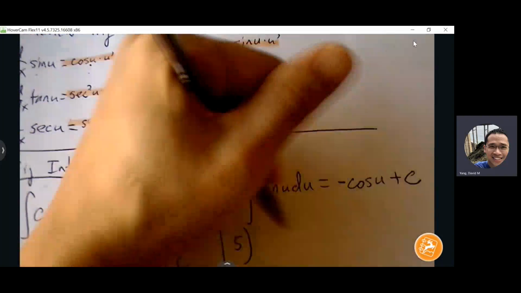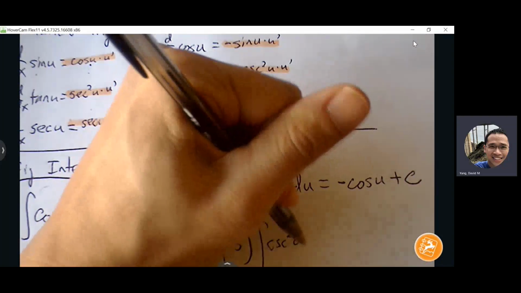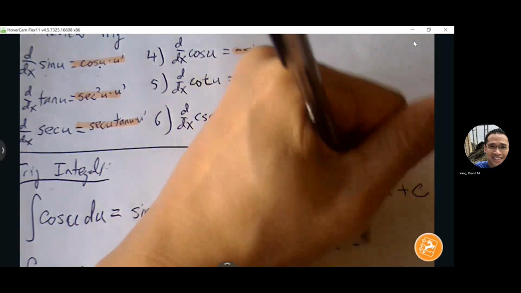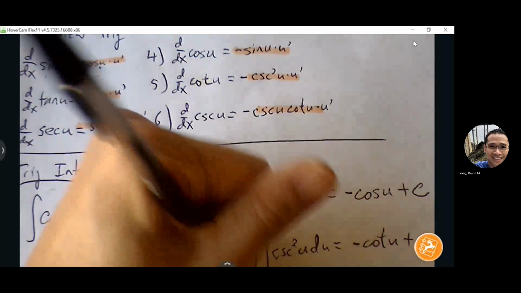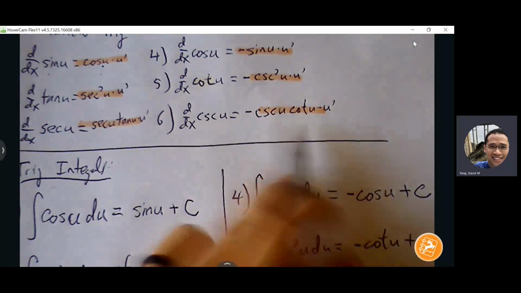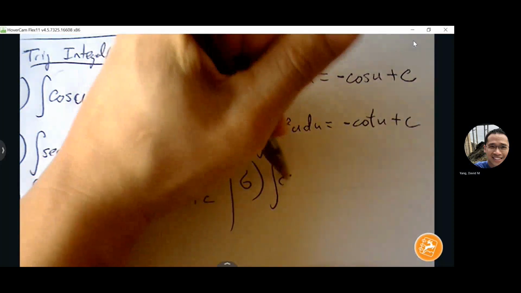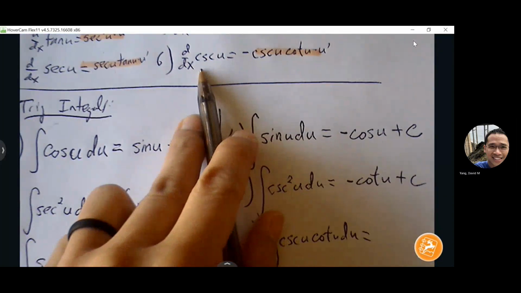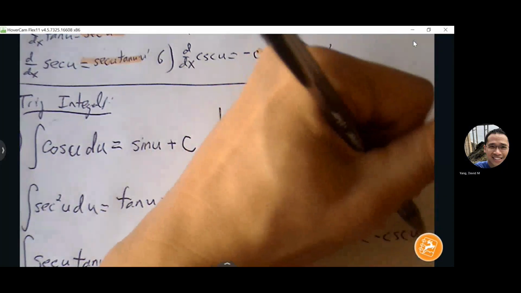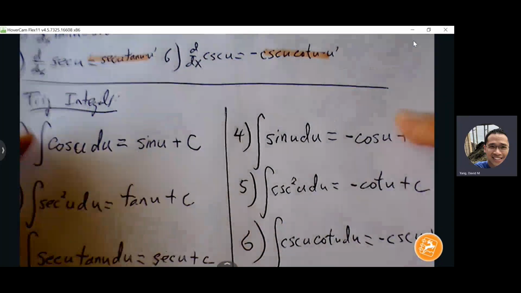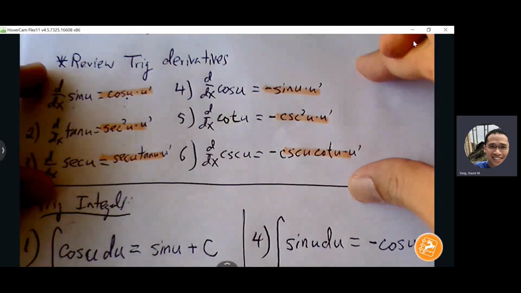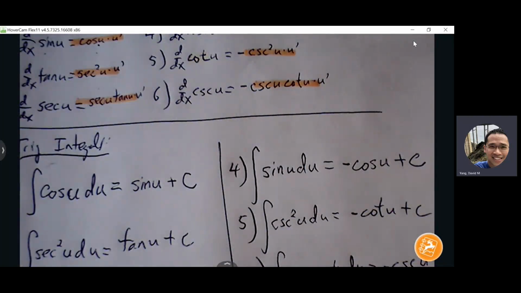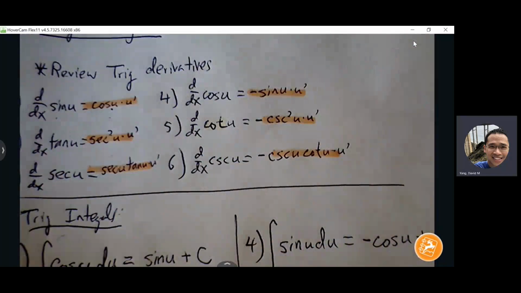Okay. Antiderivative of cosecant square u du equals what? Negative cotangent. Antiderivative of cosecant cotangent is what? Negative cosecant. So this looks daunting, but if you know your trig derivatives, it should feel easy, right? Because you're just literally reading these rules backwards.